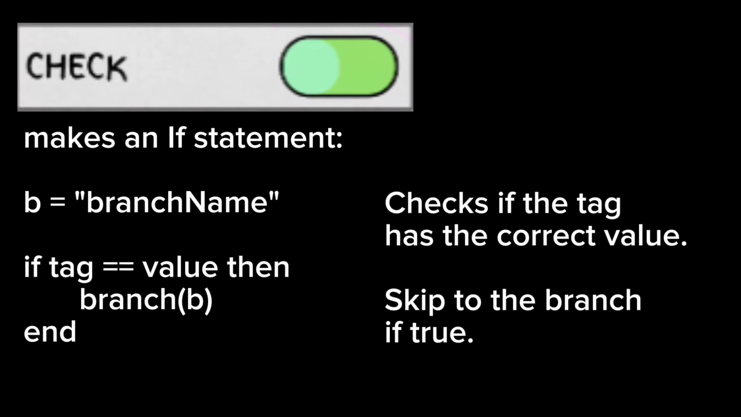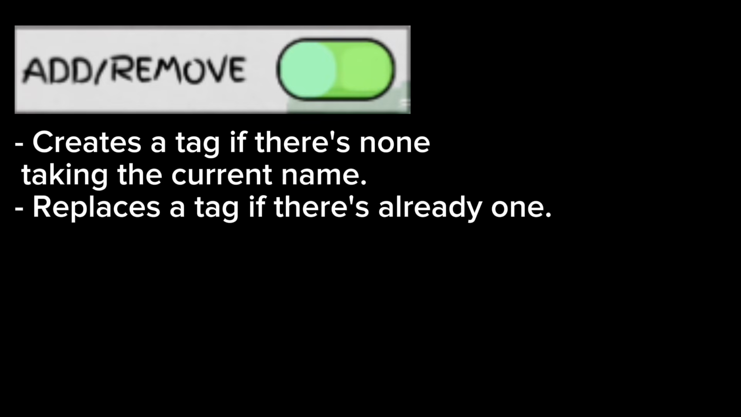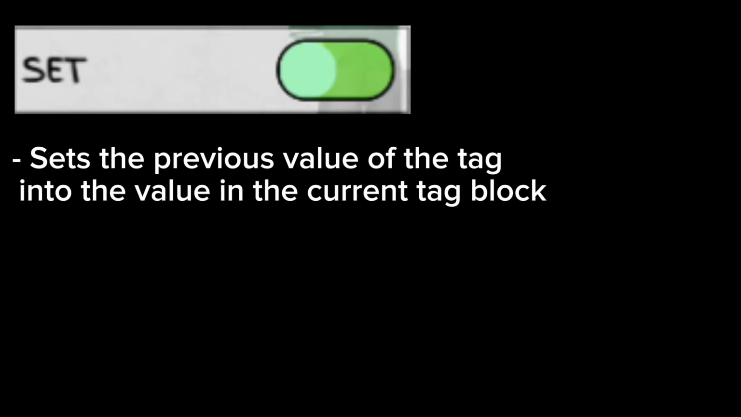Check is an if statement where the condition checks for the value of the tag. If the value were to be aligned, the action would be to skip into the desired branch. Add/remove creates a tag when there's none and replaces a tag if there's already one. Set manipulates the value of the tag. That's basically all you should know.